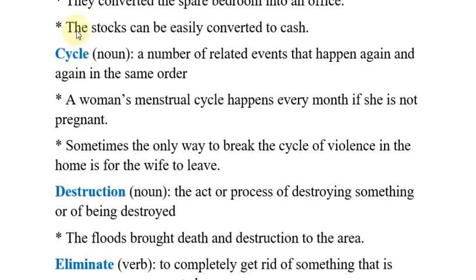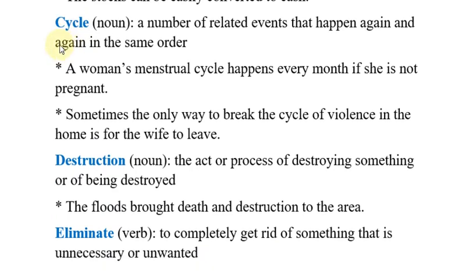Here we have cycle. Cycle as a noun. A number of related events that happen again and again in the same order. A woman's menstrual cycle happens every month if she's not pregnant. Sometimes the only way to break the cycle of violence in the home is for the wife to leave. Destruction. The act or process of destroying something or of being destroyed. The floods brought death and destruction to the area.